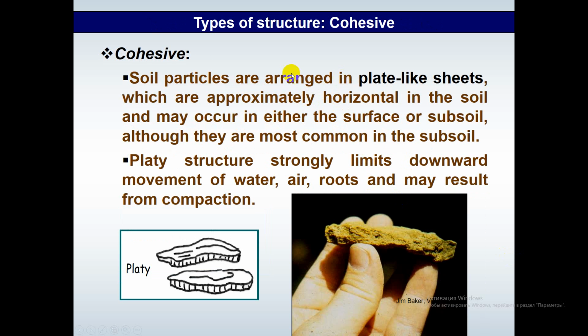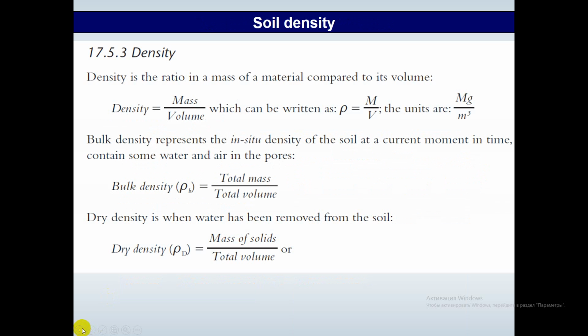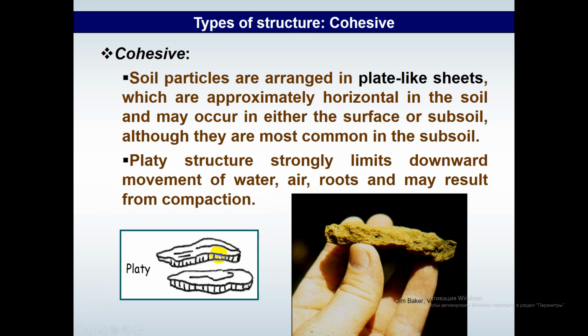Now about cohesive: soil particles are arranged in plate-like sheets, which are approximately horizontal in the soil and may occur in either the surface or subsoil. Also, they are most common in the subsoil. Plate structure strongly limits downwards movement of water, air, and roots, and may result from compaction.